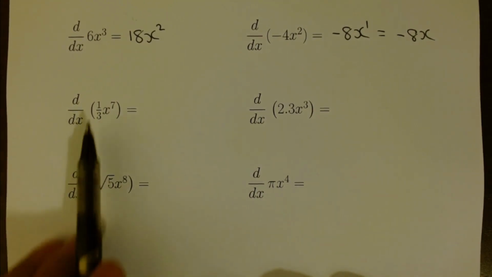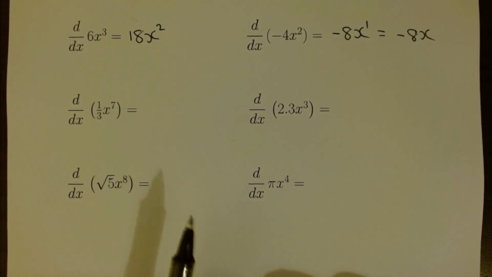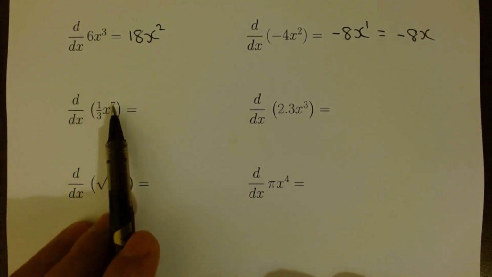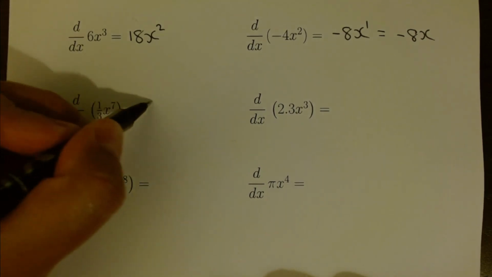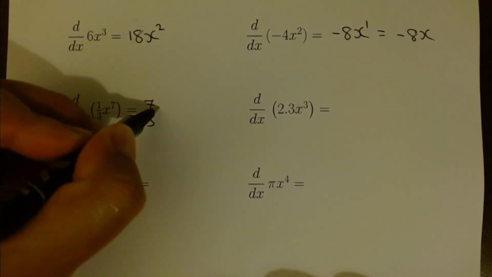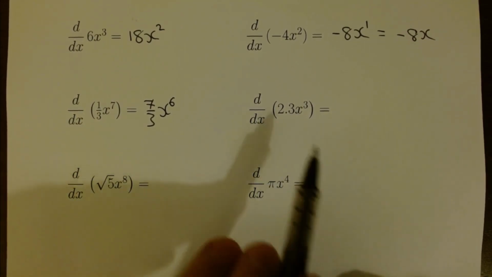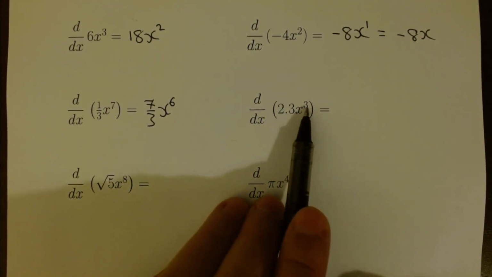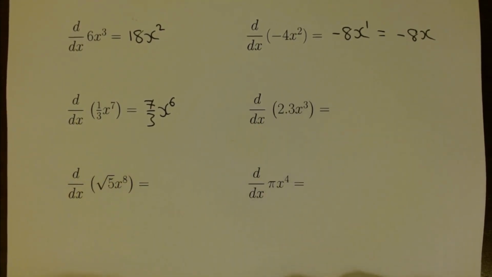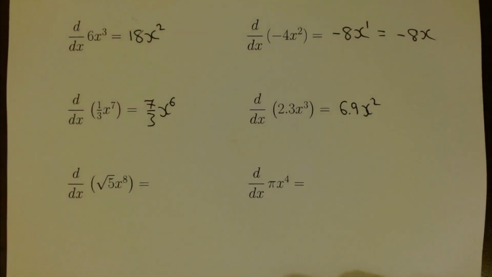Okay, next we have a fraction in front of the term, so we have 1/3 x to the 7, and it's still the same rule. The 7 will come down and multiply the 1/3 to give us 7/3 x to the 6. Next we have a decimal, 2.3 x cubed. Same rule, the 3 comes down, multiplies the 2.3 to give us 6.9 x squared.